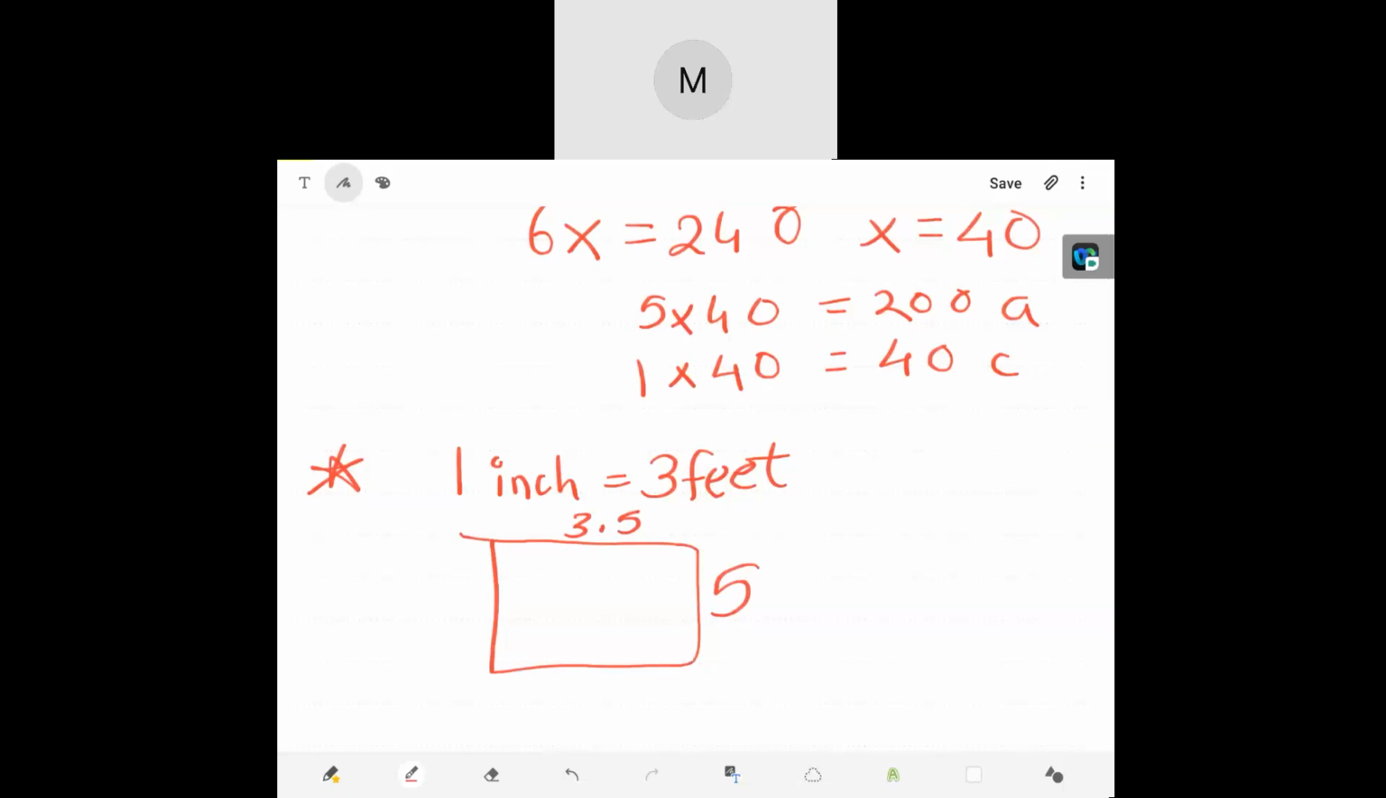So I can do it two ways. First, I can either convert both length and width into feet, or I can just multiply it and then convert it into feet later on. I'll do it the first way. Let's just convert the 3.5 inches and 5 inches into feet first. So this becomes 10.5 feet here, and this, because of the factor, becomes 15 feet.